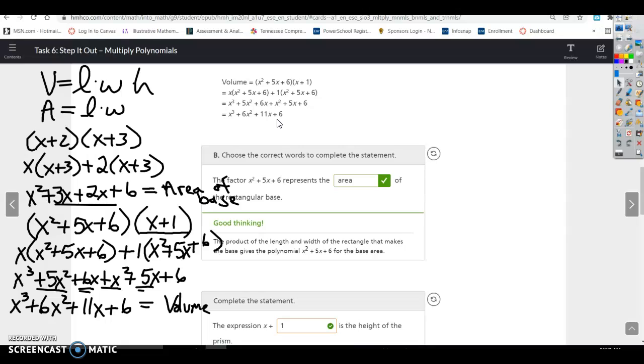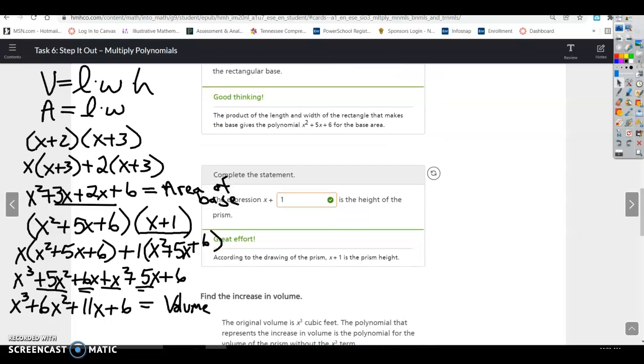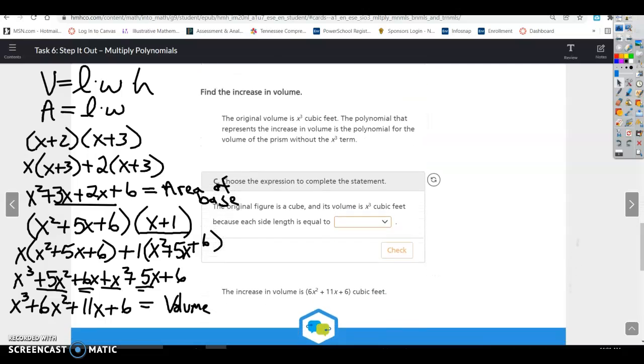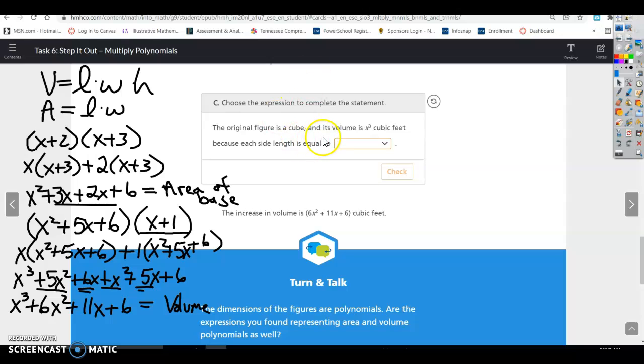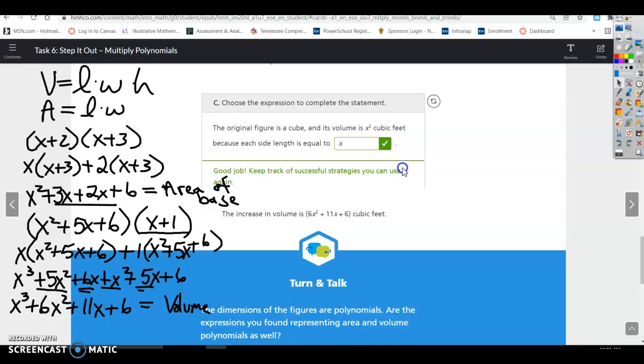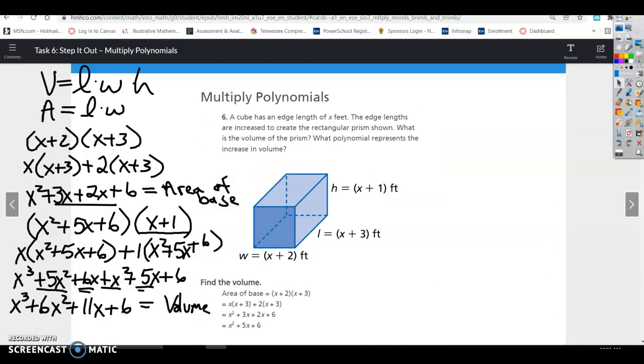And again, if we know that x is going to be 1.5, we could plug that in and we'd know exactly how much that is. But just as a polynomial, this part of the expression is the increase. All right, so it says choose the expression to complete the statement. The original figure is a cube, and its volume is x cubed cubic feet, because each side length is equal to x. And again, that was given to us in the very beginning. So it says the cube has an edge length of x feet.